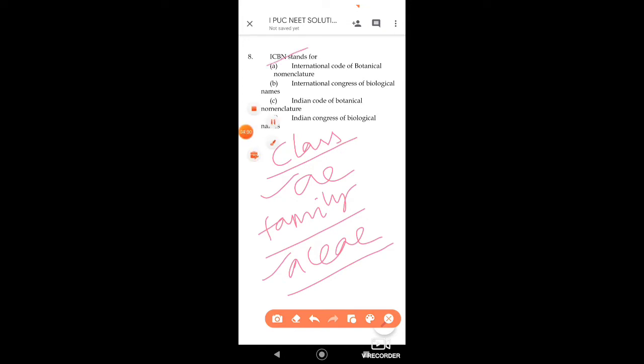So you go for the option International Code of Botanical Nomenclature, option A.